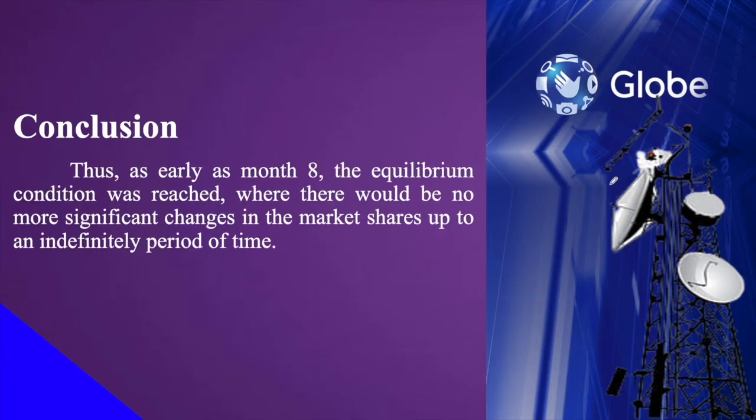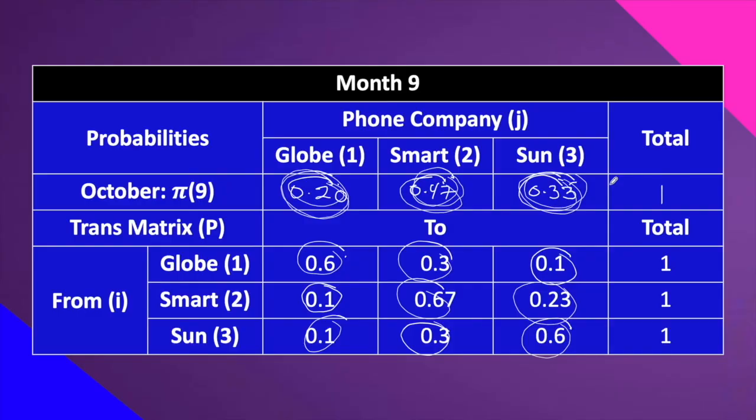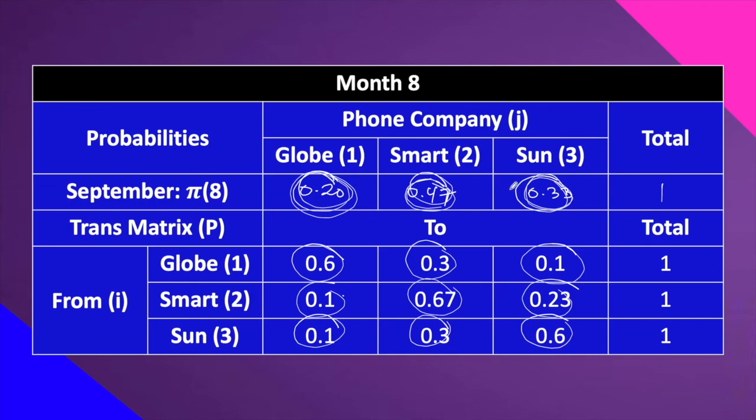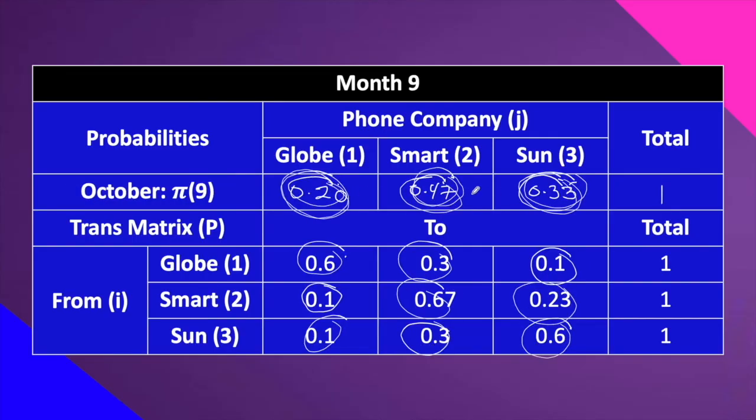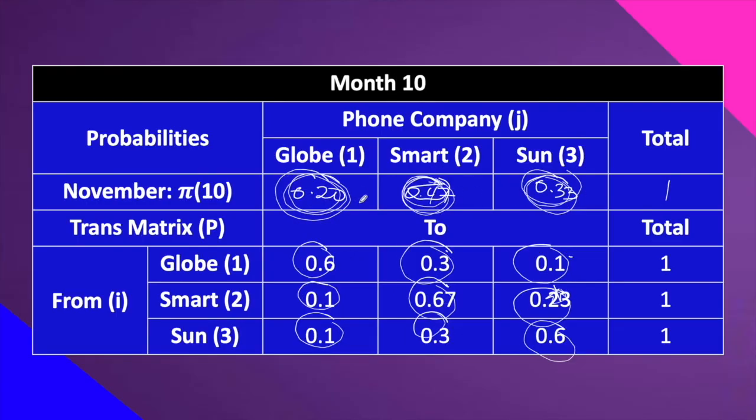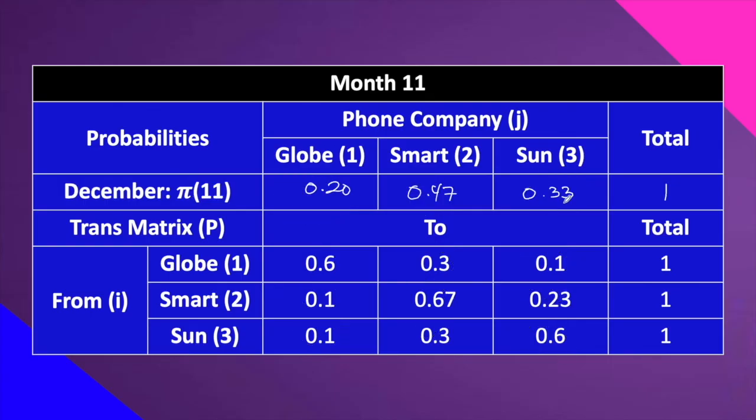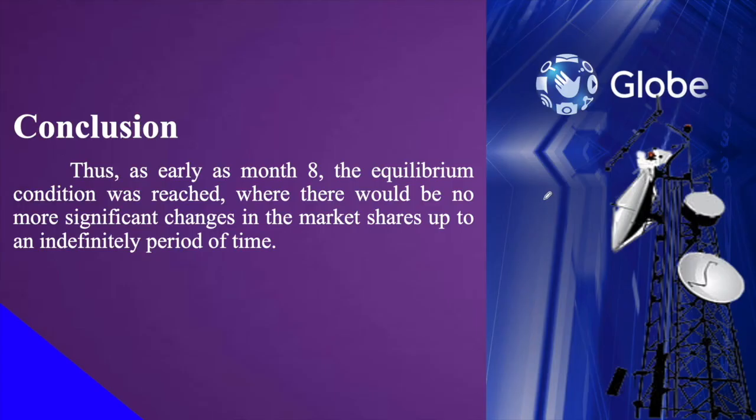Now, as you can see, guys, based on our conclusion here, as early as month 8, where's the month 8? Check natin kung nasaan ang month 8. So, this is month 9. Balik tayo ng isa. As early as month 8, as you can see, 0.20, 0.47, 0.33. Next, month 9, 0.20, 0.47, 0.33. Next, month 10, which is November, 0.20, 0.47, 0.33. And month 11, which is December, 0.20, 0.47, and 0.33. So, meaning to say, as early as month 8, the equilibrium condition was reached.